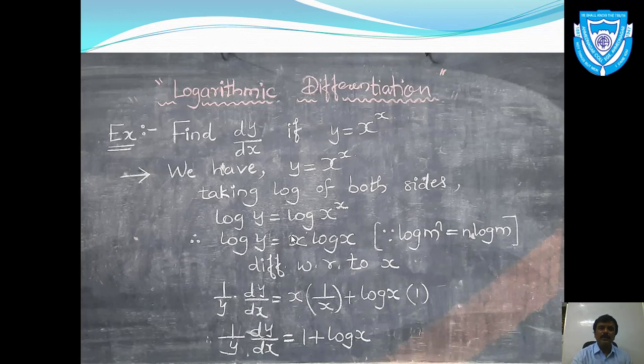Now what is the method? The method is really very simple. The function is y is equal to x raised to x. In this case, we will take the log of both sides. Sometimes some students address this method as the take log of both sides method. So no problem in that. But why do we go for this method? Because it simplifies the given function. We can see the variable at the index.